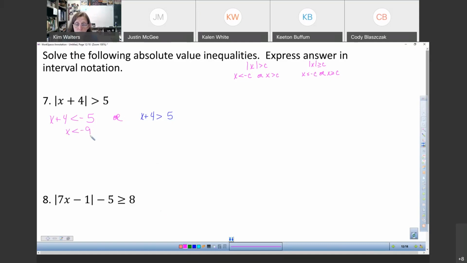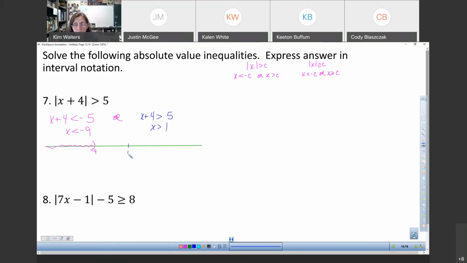Solving each of these separately, I'm subtracting 4 from both sides, so I have x is less than negative 9. If I were to put this on my number line, so here is my negative 9, and it's going to be a round bracket, and it's going to be shaded to the left. Kind of cruddy shading there, but we get the idea, okay? For the second part of this, I'm going to subtract 4 from both sides also, but now I have x is greater than positive 1.